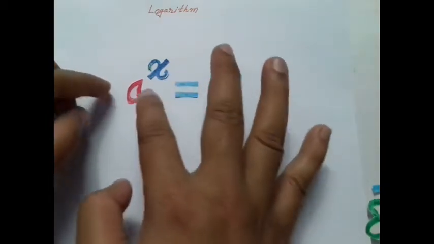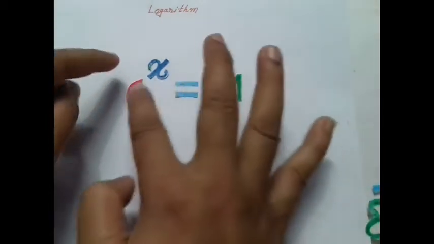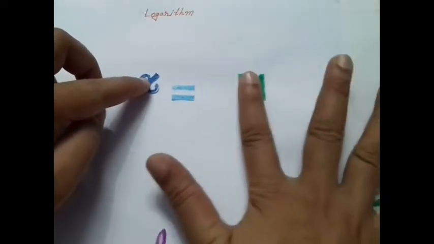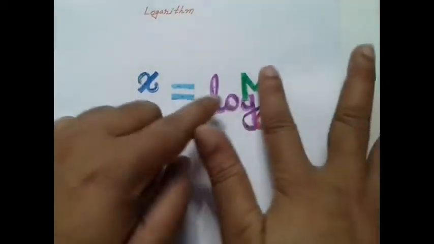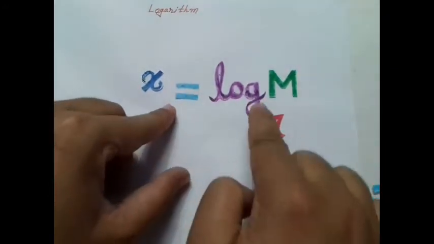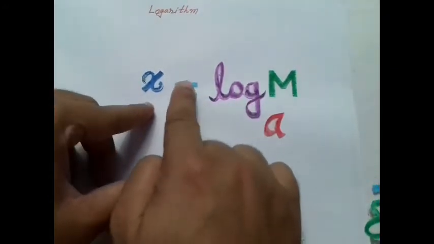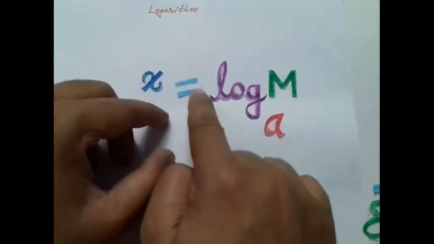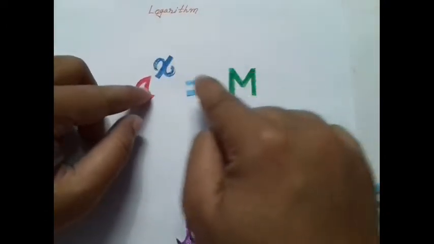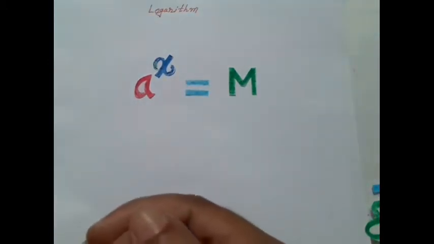Try to see once again that at first we have a to the power x equal to m. Now if I want to write x in terms of m and a, we just use log and write x equals log m to the base a. And again if I want to remove log, x will be raised at the power of a: a to the power x equals m.